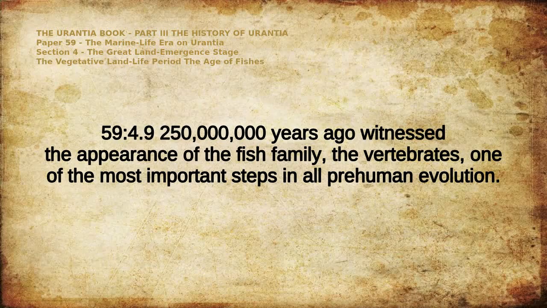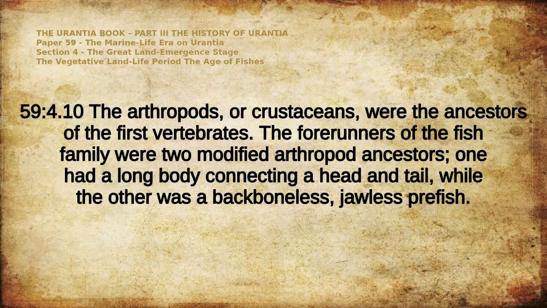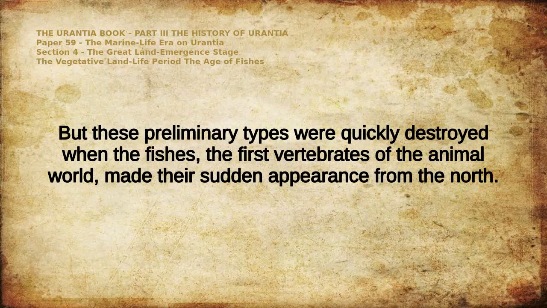250 million years ago witnessed the appearance of the fish family, the vertebrates, one of the most important steps in all pre-human evolution. The arthropods, or crustaceans, were the ancestors of the first vertebrates. The forerunners of the fish family were two modified arthropod ancestors. One had a long body connecting a head and tail, while the other was a backboneless, jawless pre-fish. But these preliminary types were quickly destroyed when the fishes, the first vertebrates of the animal world, made their sudden appearance from the north.